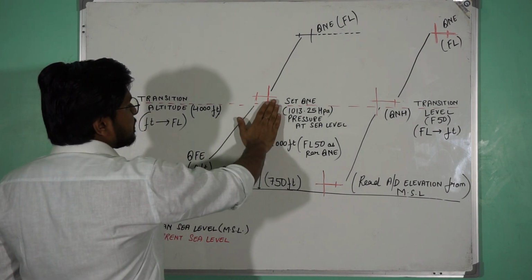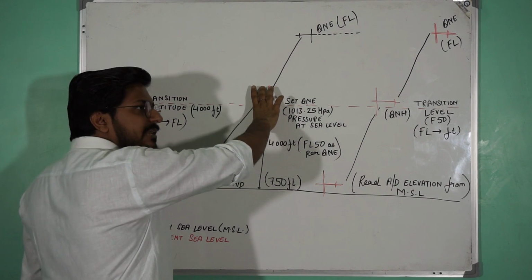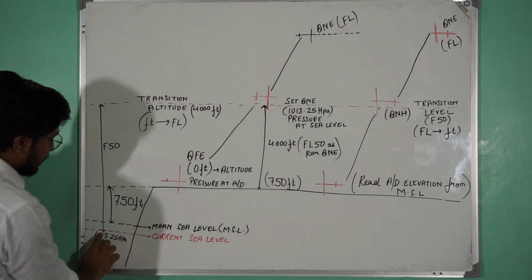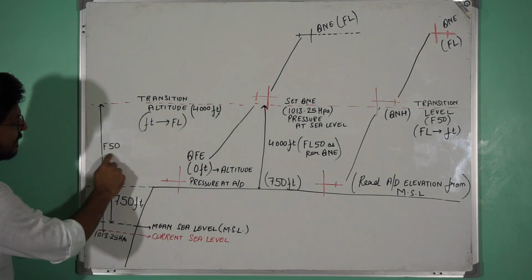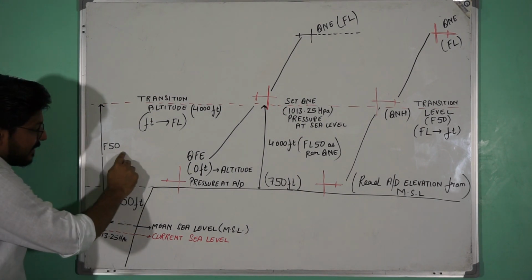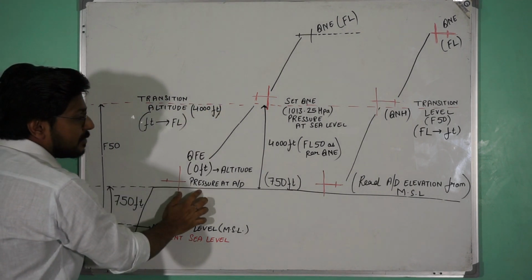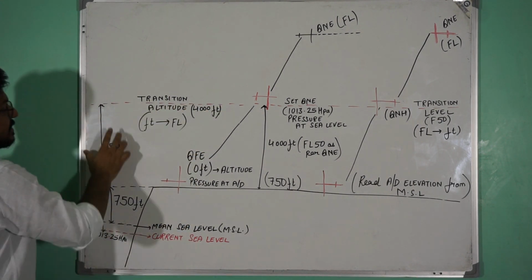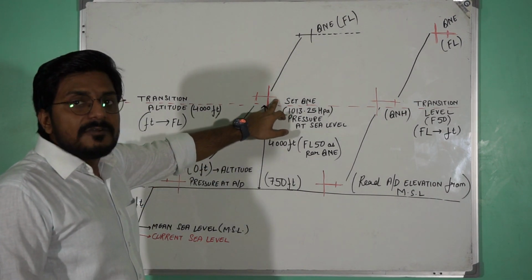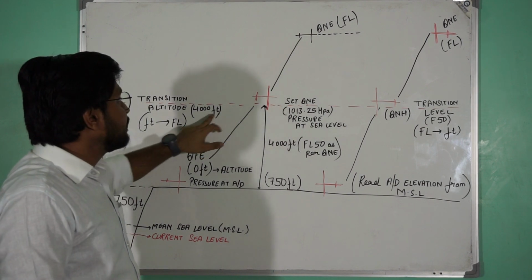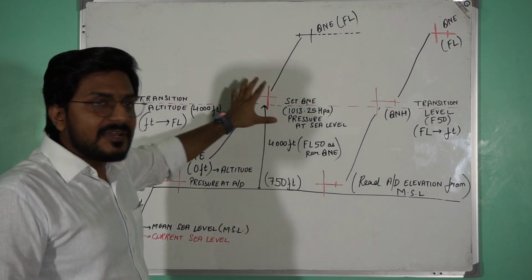Now the aircraft will start reading the altitude, or you can say flight level, from sea level. If you can see here, this red line is at flight level 50. The transition altitude is actually 4000 feet from the airport, but from sea level it is at flight level 50. Instead of 4000 feet, when you set 1013.25, it will start reading 5000. That means you are at flight level 50.